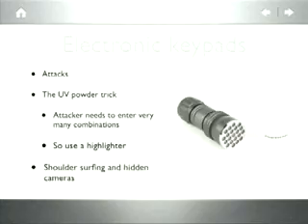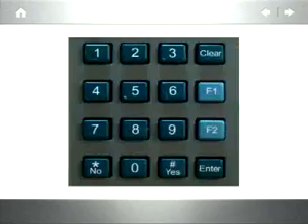You can also use shoulder surfing and hidden cameras. And I'm going to tell you a bit more about the highlighter trick in just a sec. Shoulder surfing, hidden cameras. Johnny Long showed us a great video of this last night, if you were there for the talk. It's absolutely hilarious. Just watch the keypad with a hidden camera. Anyway, about this UV powder trick, the fluorescent powder trick, I mean.